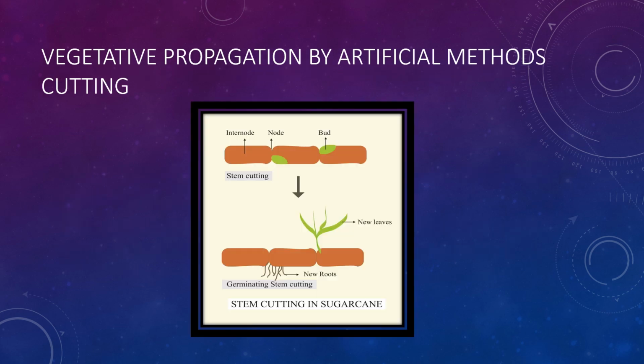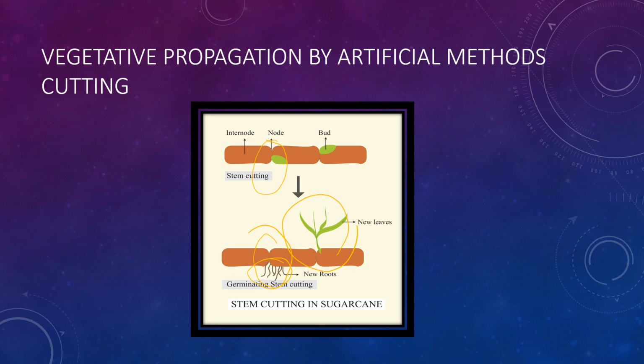Now in vegetative propagation, the first artificial method is cutting. What is happening here? In this method, we see a part of the stem with an axillary bud being cut. The part of the stem is cut from a healthy plant and planted in moist soil. Over a period of time, roots develop at the lower end of the cut part and it begins to grow into a new plant. New leaves also develop from that cutting.